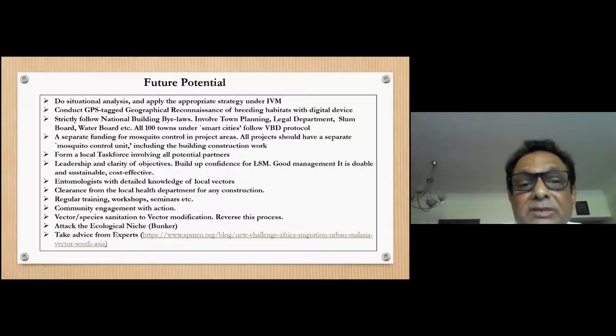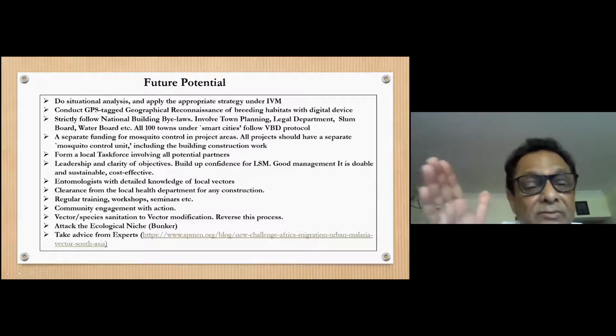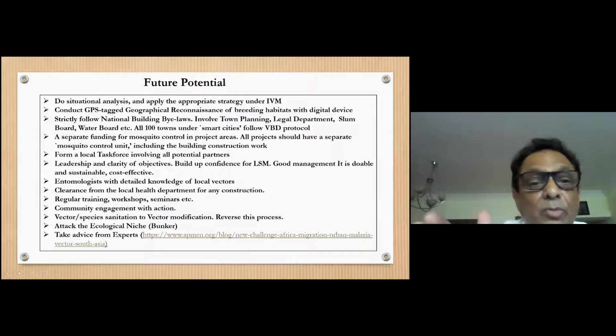Leadership and clarity of the objective. Build up confidence for LSM. Good management. It is doable, sustainable, cost effective. An entomologist with detailed knowledge of the local vectors. Very important, I'm telling you. Clearance from the local health department for any construction. Bombay bylaws say that if you want to dig a well, you have to take permission from the civil body.